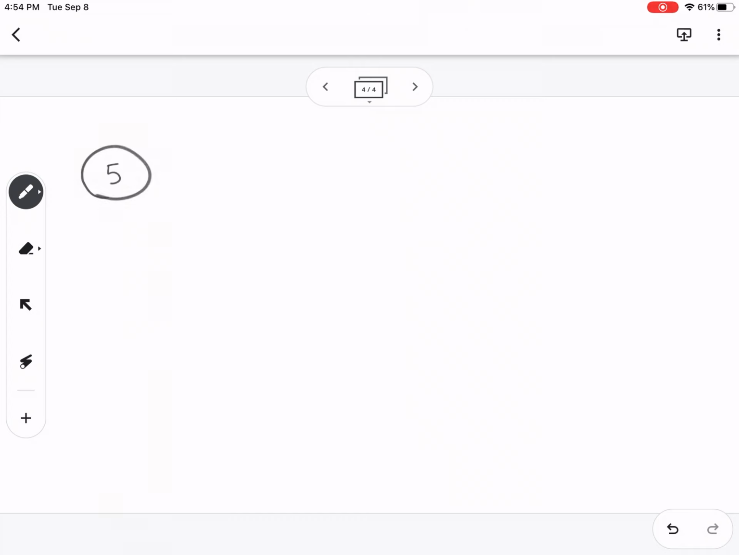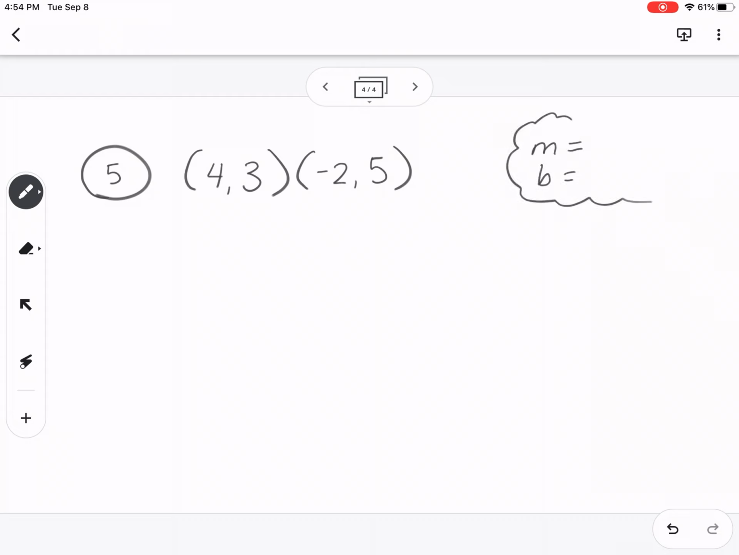So let's say now I say write the equation of a line, given that the line passes through (4, 3) and (-2, 5). In order to write the equation of a line, you need two things. You need the m and you need the b. This is what you're trying to find. So the first thing I would do here is find the slope using our slope formula, which is y2 minus y1 over x2 minus x1. Or you just say subtract the y's on top, subtract the x's on the bottom. Just make sure your order stays the same.